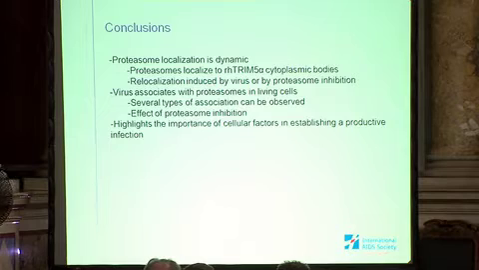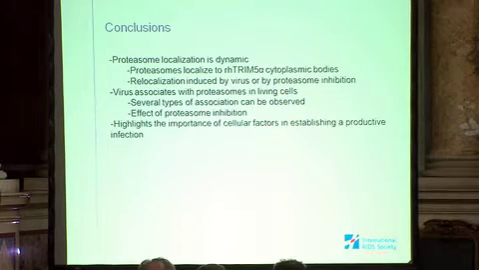So in conclusion then, proteasome localization with regard to TRIM5 alpha especially appears to be dynamic. Proteasomes are able to localize to rhesus TRIM5 alpha containing cytoplasmic bodies, and this can be induced either by virus or by proteasome inhibition. I've also shown you that virus can associate with proteasomes in living cells with several characteristic types of association, and that there does appear to be a difference whether you have a functional proteasome or whether you inhibit it.